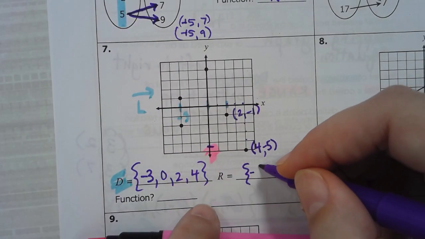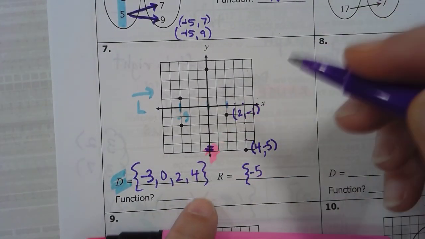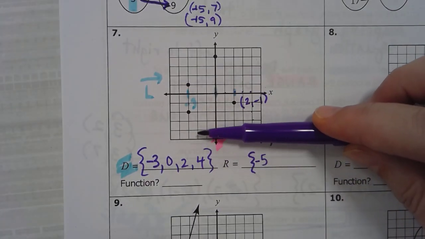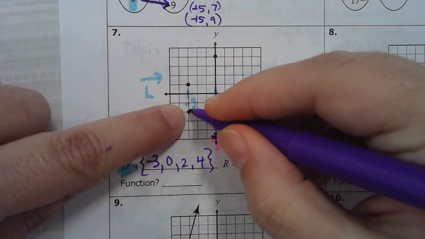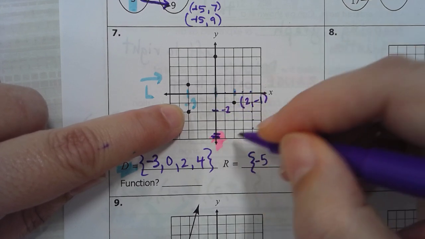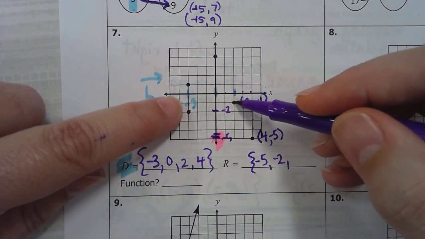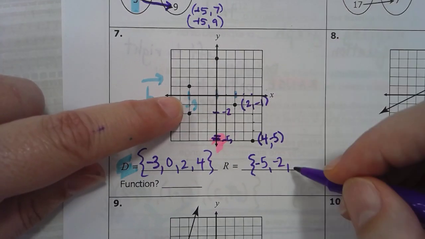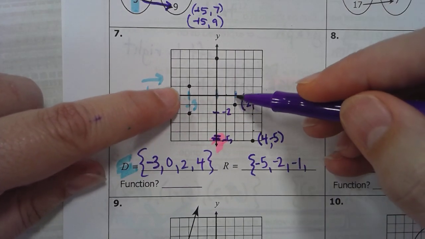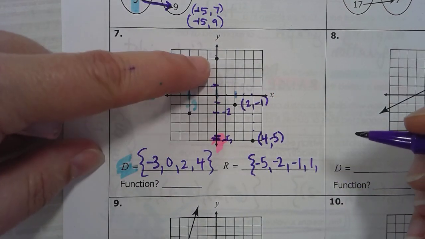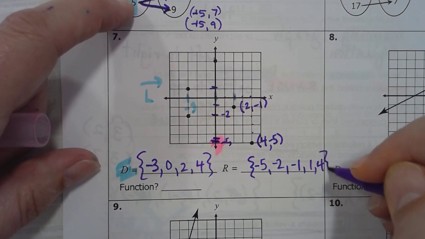So remember, we want the y value. Oops, that's not -5. Okay, so it starts all the way down here at -5, and then we're going to keep going up. What's the next one we come to? This one, which is at -2. And then there's one right above it, -1. And then way up here at +1. And whatever that is. 1, 2, 3, 4. Okay.